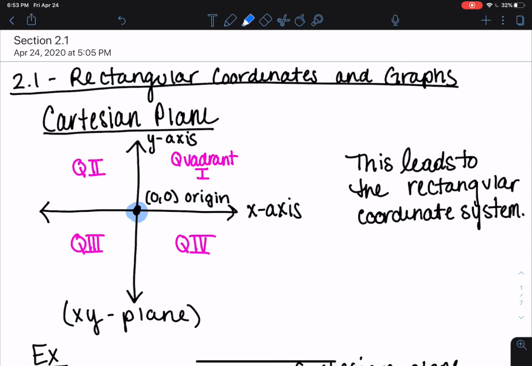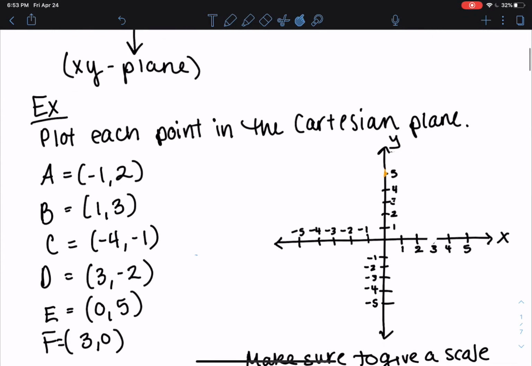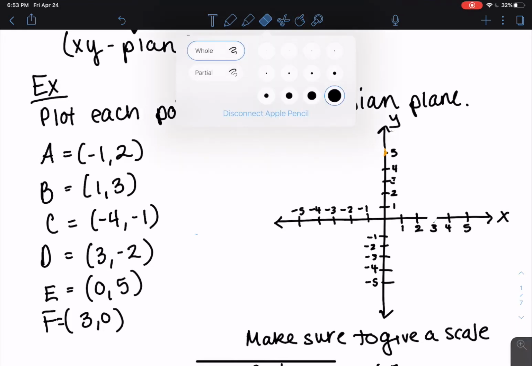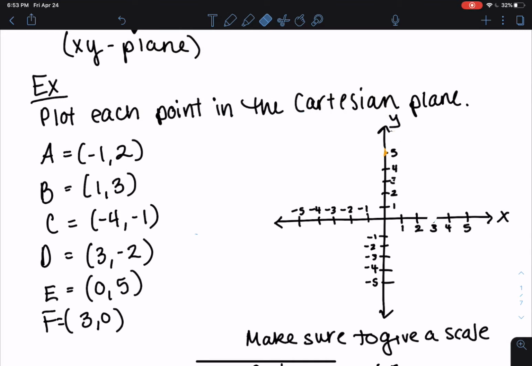So this is also called the xy plane or the Cartesian plane, but it leads to this rectangular coordinate system because no matter the point you plot, it creates a rectangle, which tells you the distance you went out in the x direction and the distance you went out in the y direction. So let's start by plotting each of these points. Anytime you draw, make sure that you give some type of scale. Don't just put tick marks and assume they're going to be 1. Actually put at least a couple numbers to indicate it's going up by 1.